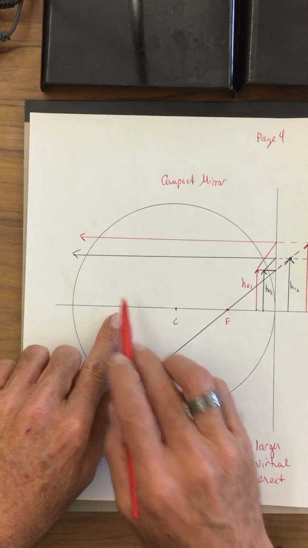Whenever you pass through that focal point, you will then see a larger image of yourself.